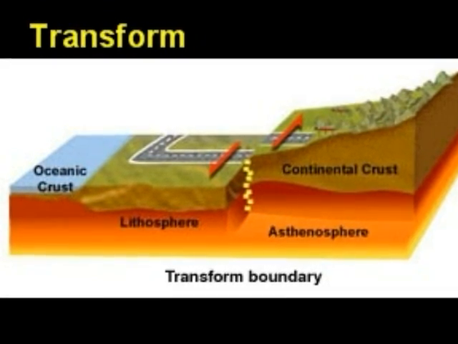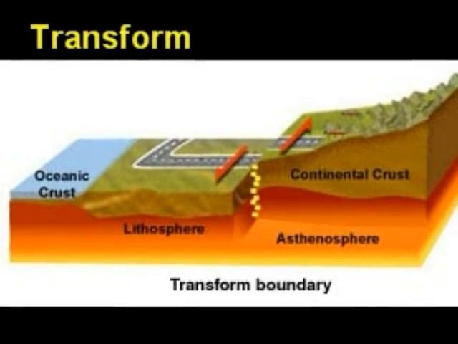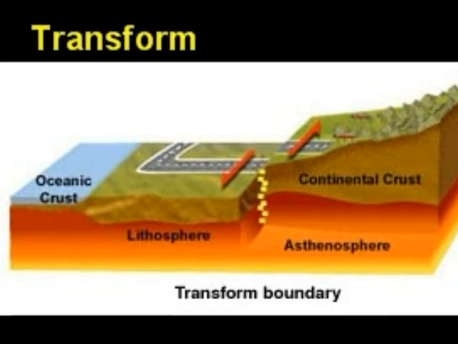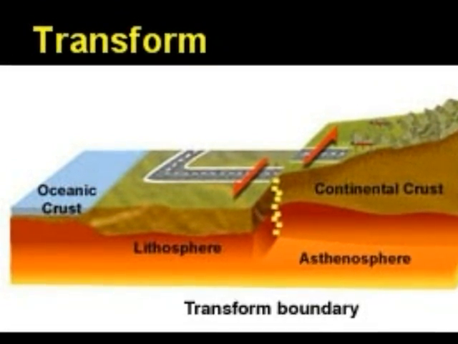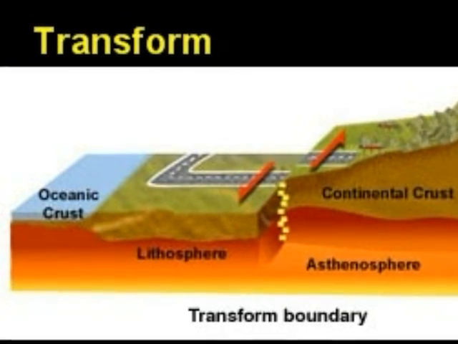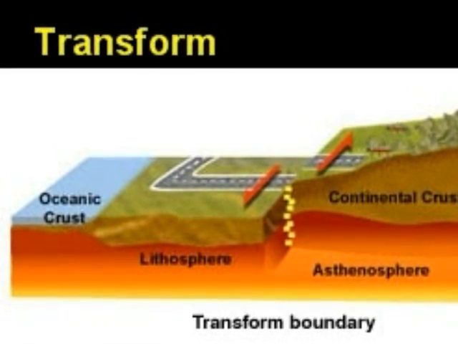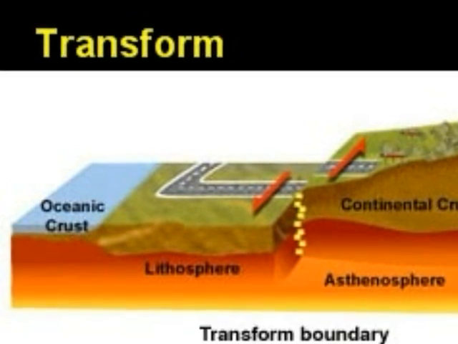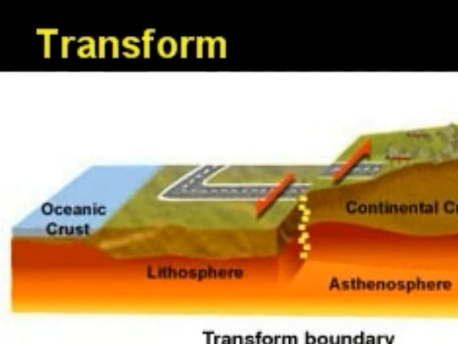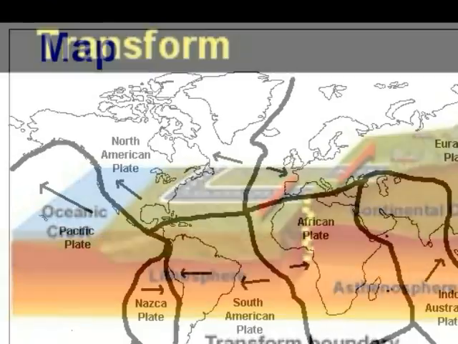Transform boundary is when two plates slide past each other, or go in the same direction but sliding past. The plates can move the same direction, but at different speeds. This boundary can cause serious earthquakes and form faults. Faults and earthquakes are formed because when two plates slide past each other, they are not smooth, so it causes the plates to go up and down.